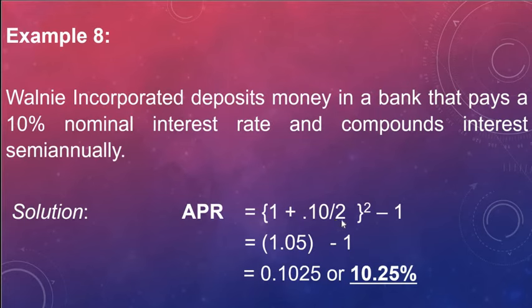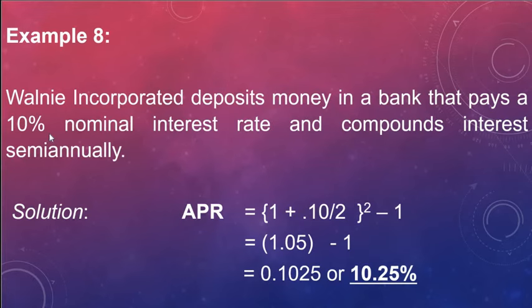So 2 goes here below. Then raise to the power of 2. So they are the same, the m above, or the number of compounding periods. Then minus 1. So 1 is constant also. So in that case, it turned out that the APR is 10.25%, which is higher compared to the nominal rate of 10%.